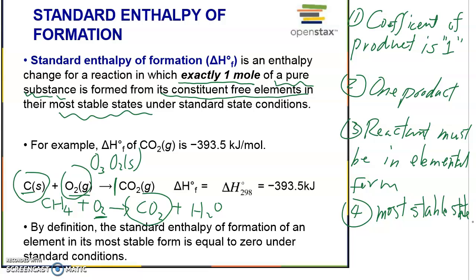So by definition, the standard enthalpy of formation of an element in its most stable form is equal to 0. Why? Because in order to have an enthalpy of formation, let's say if I want O2 gas, how do I make it from the elemental state? It must be only from O2 gas. That's why it should be 0.